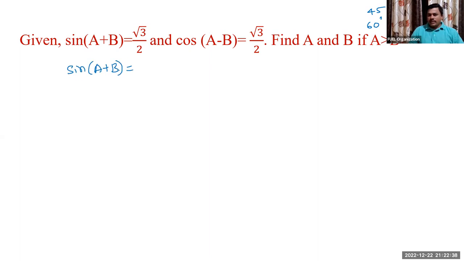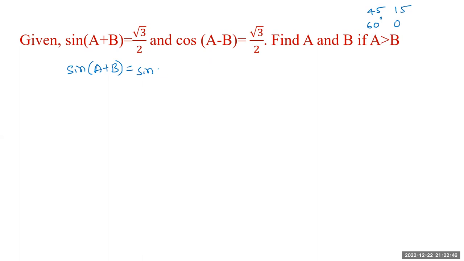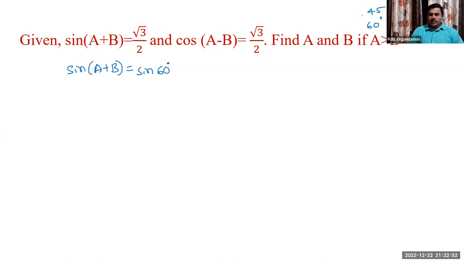So I want exactly sine only on the right hand side. For sine of 60 degree, I will get root 3 by 2. So I will write this one instead. Then A will be 45 degree and B will be 15 degree. Very good. Correct answer. So 45 and 15 is the right answer.